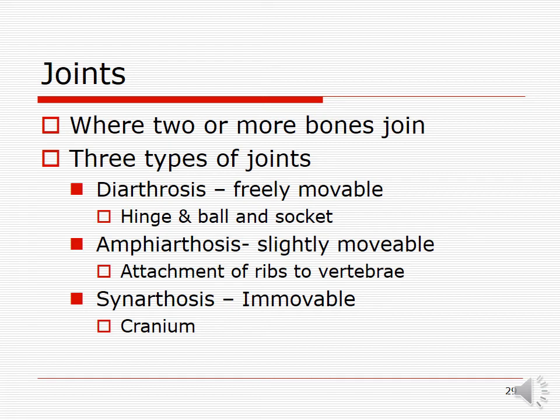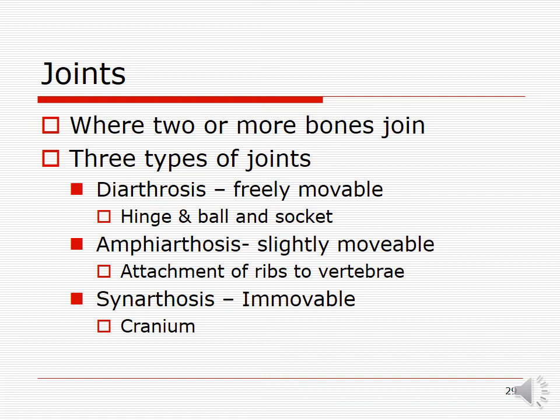So what is a joint? A joint is where two or more bones join together. And we have various different types of joints. We have diarthrosis, amphiarthrosis, and synarthrosis joints.